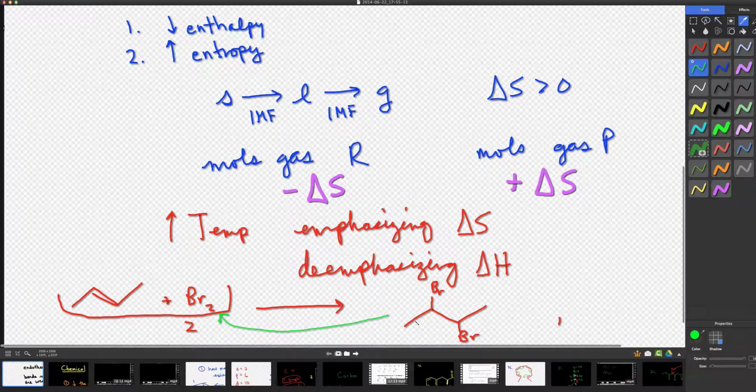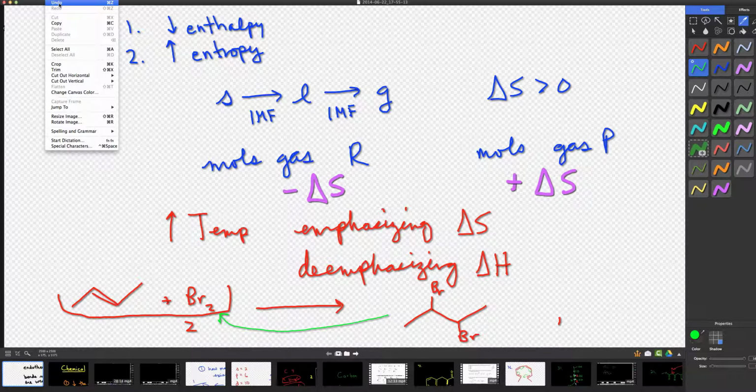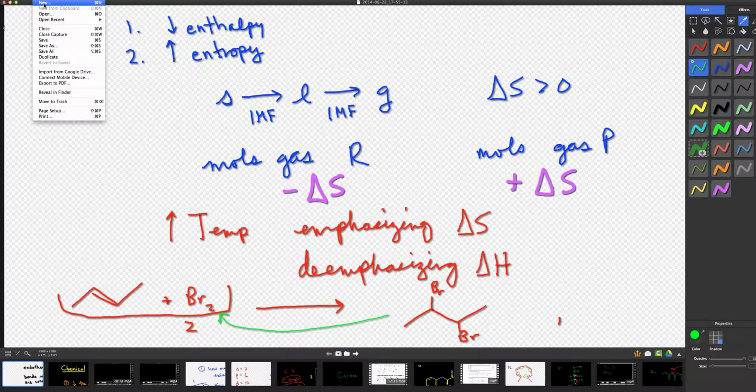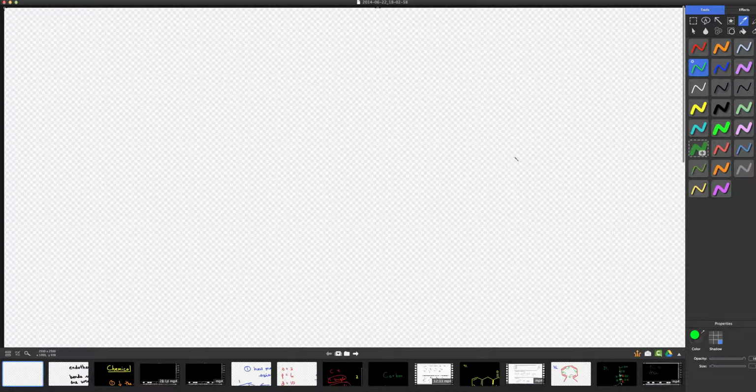So these are our two great driving forces, and cumulatively taken together, they can help us predict whether a reaction will be spontaneous or not. So I think we're all familiar with Gibbs free energy equation.